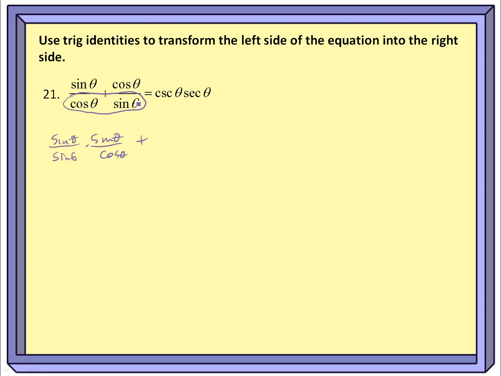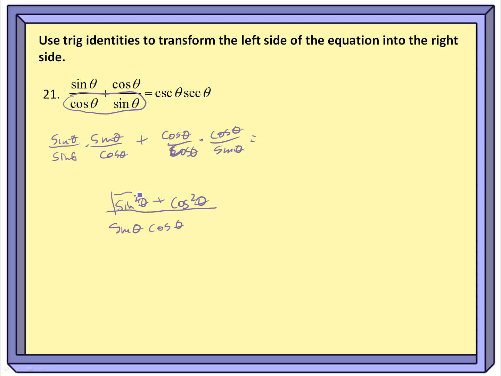Now, over here on the right hand side, to make it cosine times sine, I have to multiply cosine theta over cosine theta times the original one, cosine theta over sine theta. Now I've got two fractions. I'm going to keep the denominator the same, which is sine theta cosine theta. Up top, sine times sine is sine squared. And cosine times cosine is cosine squared.